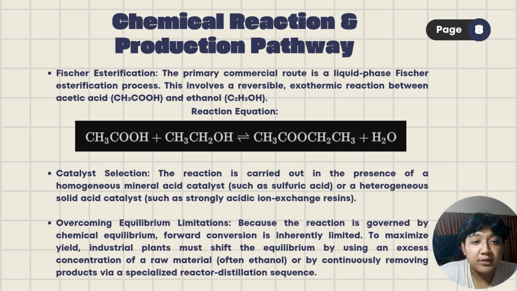Okay, next, I will explain the chemical reaction and production pathway for ethyl acetate production. The main industrial method used is the Fischer esterification process. In this reaction, acetic acid reacts with ethanol to produce ethyl acetate and water. The chemical equation shown illustrates this reversible reaction.